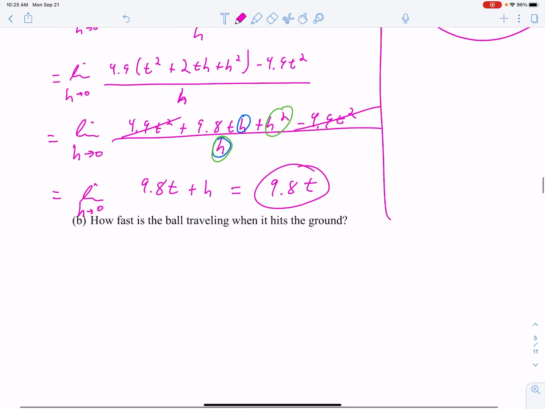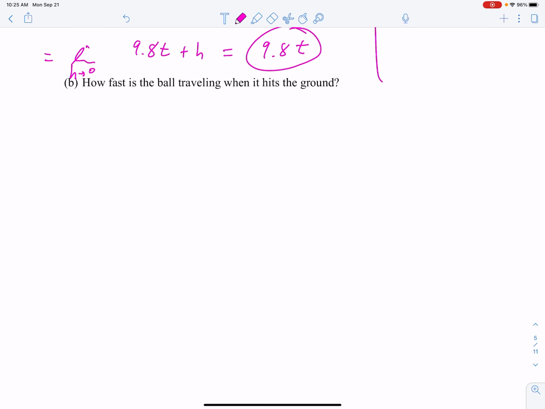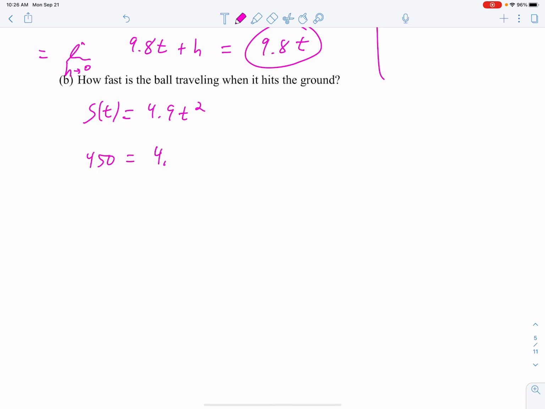Moving on, part B here. How fast is the ball traveling when it hits the ground? Well, we have the position function, s of t equals 4.9 t squared. Remember, s of t is position, so we know that's 450 meters. That was given at the beginning of the problem. We'll divide by 4.9.